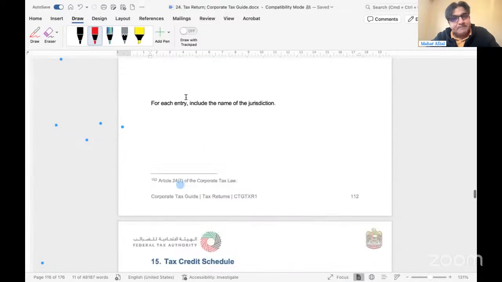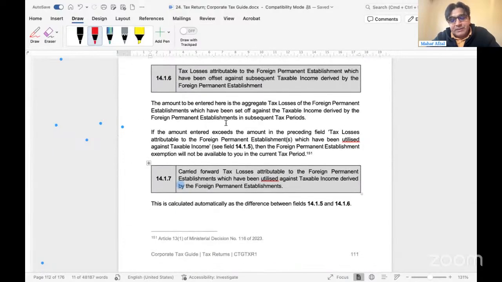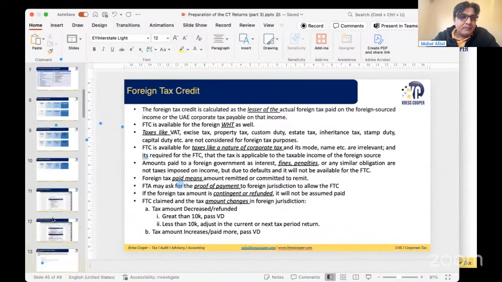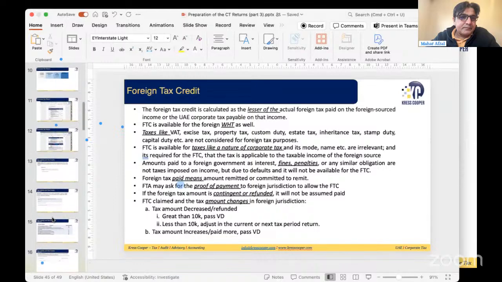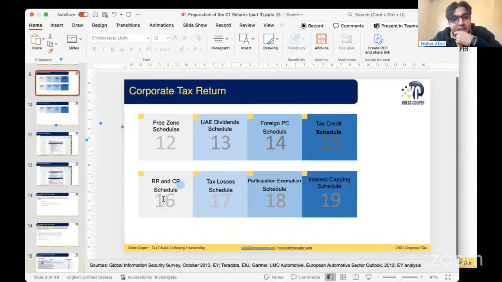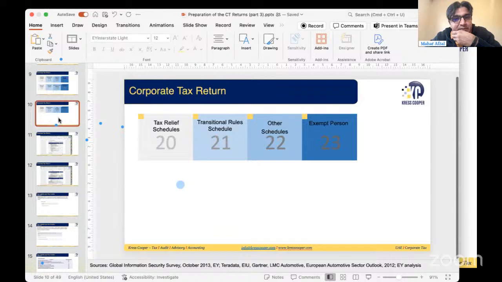Section 16 is there. Section 16 covers related party, tax losses, participation exemption, trust capping rules, tax relief. I think we need to take two more webinars.